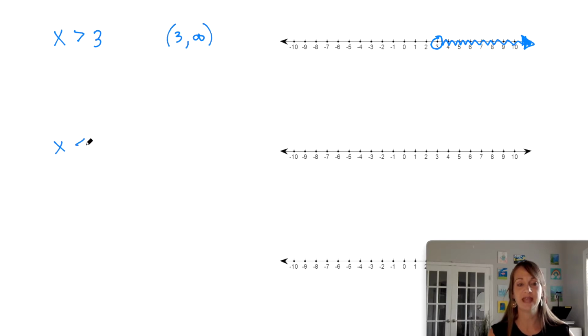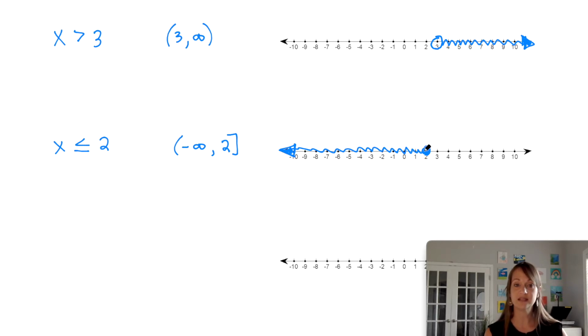Same thing if we had x is less than or equal to 2. 2 would be a closed circle, and it's everything that is less than that, so everything going to the left. So in this case, it would be all of the negative numbers, negative infinity, up to 2, and it is a bracket because it does include 2.